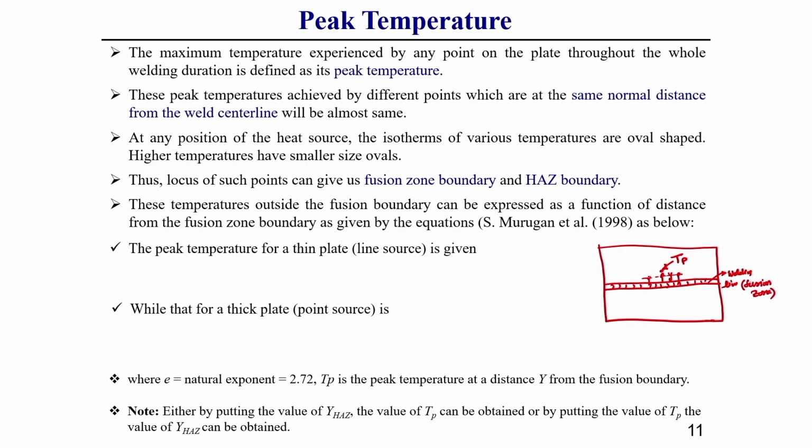The points at the same distance y throughout the entire welding process achieve the same temperature. What I am telling, understand? This is the same temperature. Now, what is the temperature achieved for a particular point from the weld center line? That was derived by a person named S.